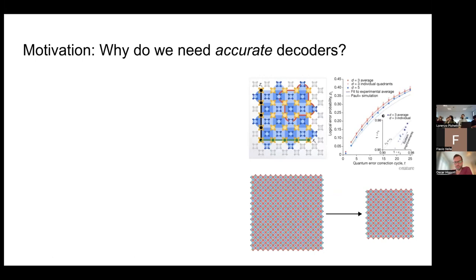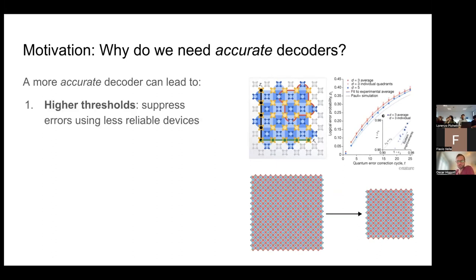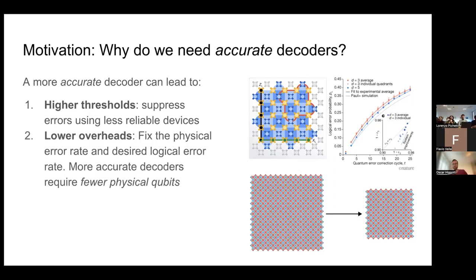Okay, so that's why we might need fast decoders. Why might we need accurate decoders? What are the implications? Well, a more accurate decoder can lead to higher thresholds. The threshold is the error rate below which you can increase the size of your system and then reduce the logical failure rate. So with a higher threshold, you can suppress errors using error correction with less reliable devices. And it also can result in lower overheads. So for some given physical error rate, the quality of components, and some desired logical failure rate, a more accurate decoder can require fewer physical qubits. So let's suppose, rather than this huge surface code on the left with some particular decoder, maybe you could use some more accurate decoder and instead use this smaller surface code to achieve the same logical failure rate. So these are two reasons why you might want a more accurate decoder.